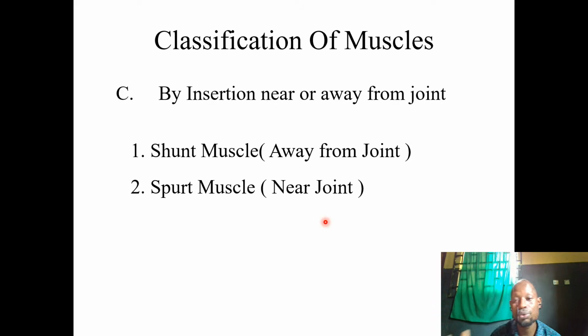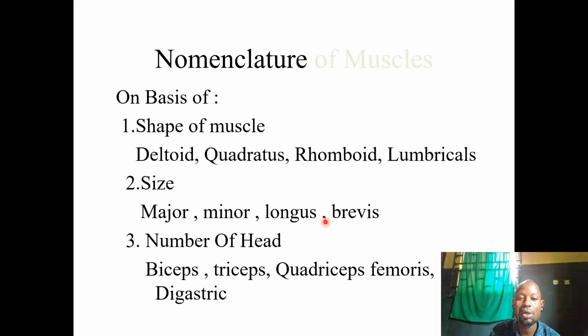Then we'll talk about their insertion. When the muscle is inserted close to a joint, it's called what? It's called the spurt muscle. And when it is inserted far away from the joint, it's called what? The shunt muscle. All right.